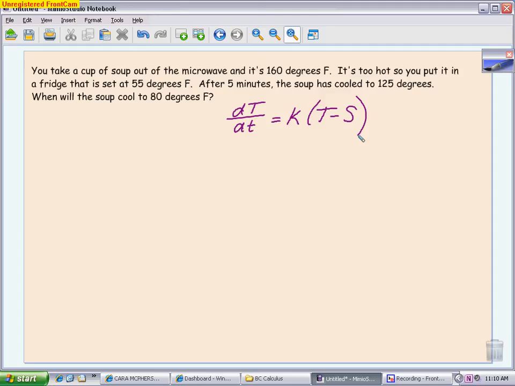And in this particular one, you see we're taking a cup of soup out of the microwave. Soup's 160 degrees Fahrenheit. It's too hot. So we put it into a surroundings, an environment of 55 degrees Fahrenheit. So they have to give you that S, that surrounding temperature.